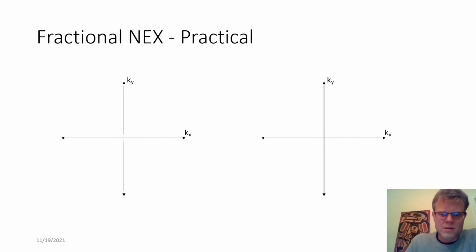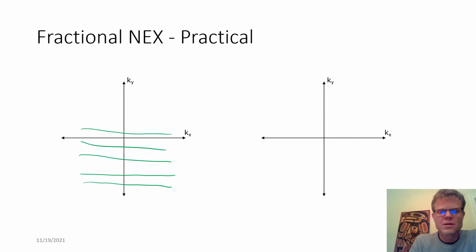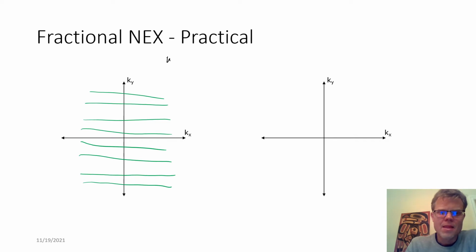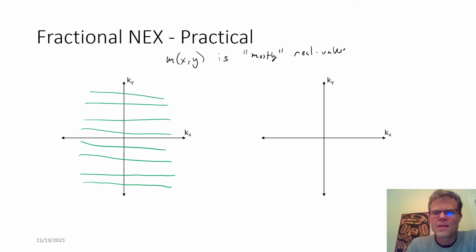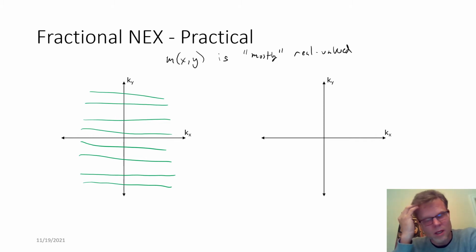and taking the complex conjugate. Now, in practice, this does not actually work very well because the assumption that our object m of x,y is real valued is hard to satisfy. It is, I'll call it, mostly real valued, meaning it can have some low resolution phase across the image.